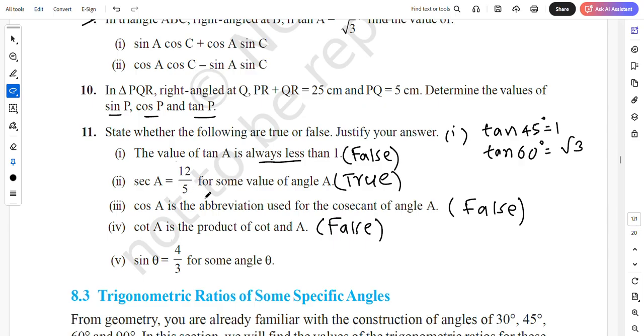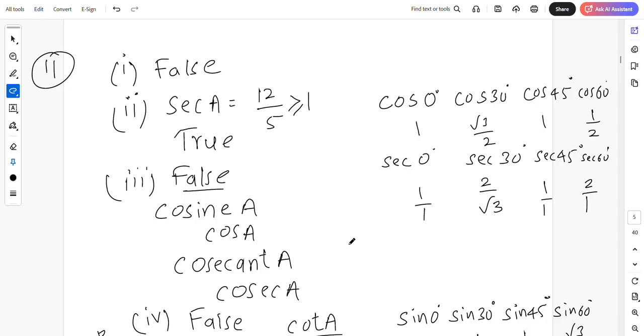Secant A is 12 by 5 for some value of angle A. That is true. I have written the values: cos 0 is 1, cos 30 is root 3 by 2, cos 45 is 1 by root 2. So secant 30 is 2 by root 3, and secant 45 is root 2 by 1.